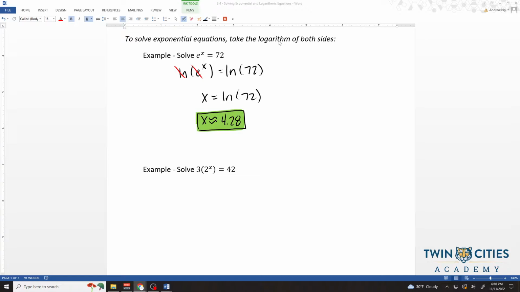All right, next one. What about this? Solve 3 times 2 to the x equals 42. Okay, so what I want to do is isolate this 2 to the x. So I'm going to divide both sides by 3.